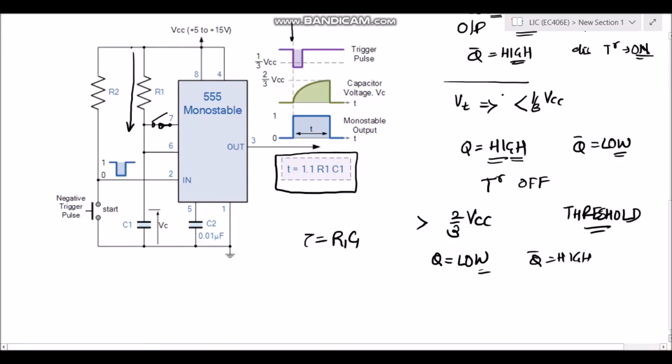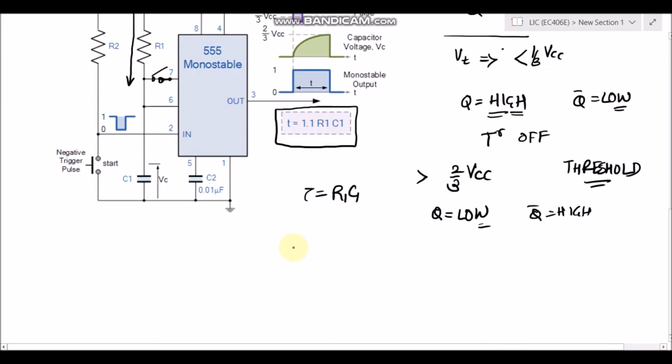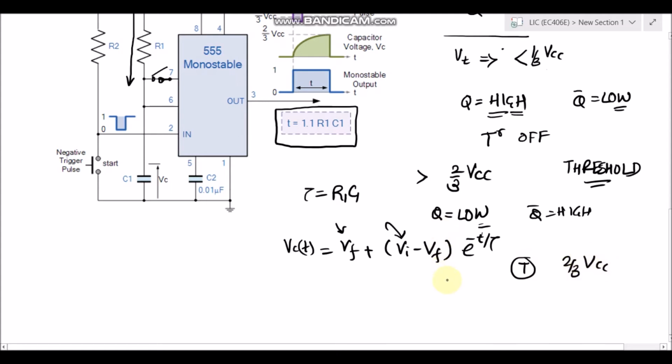When we derive and calculate the generalized formula of the voltage across the capacitor, it is final voltage plus (initial minus final voltage) times e raised to the power minus t by tau. When we put in the different values of final and initial voltage, and put the condition that at time t equals the pulse width capital T the voltage reaches two-thirds of VCC, we get a complete relation for the pulse width: T equals 1.1 RC. So here it is R1 and C1. This is what we got theoretically.